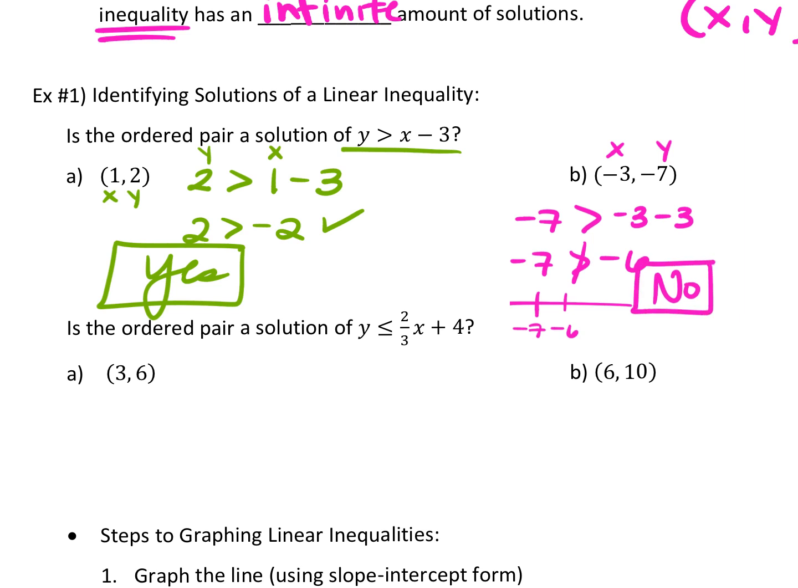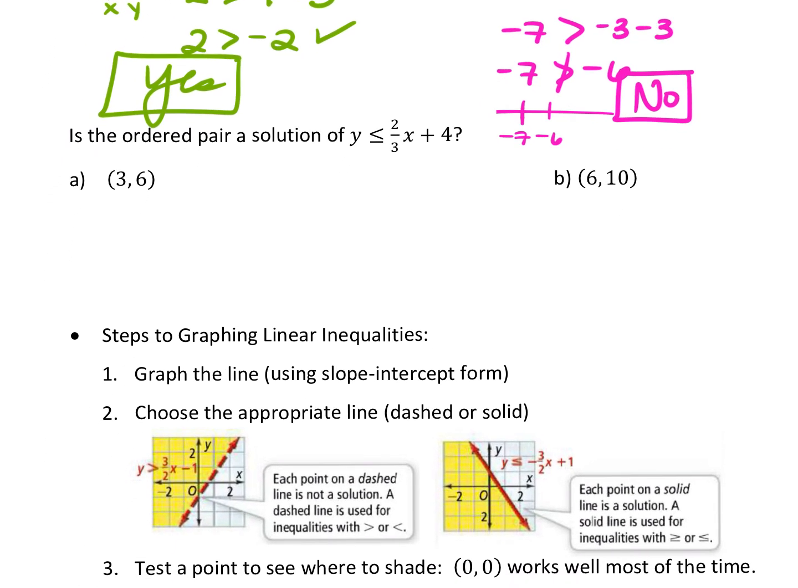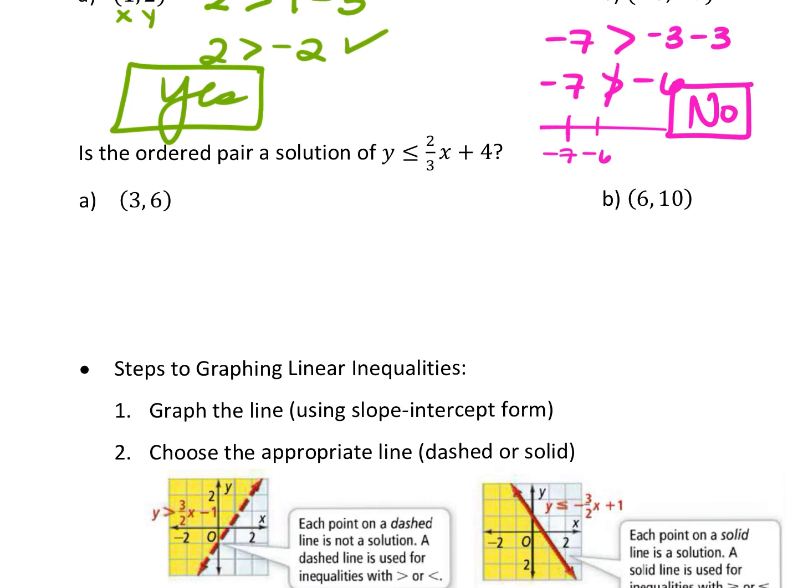Okay. Same thing on this next one then. You try A, we'll do B together after that. See if 3, 6 is a solution to y is less than or equal to 2/3 x plus 4.